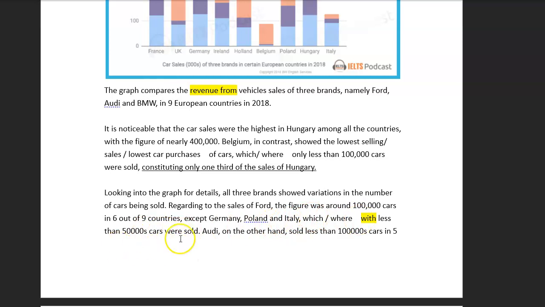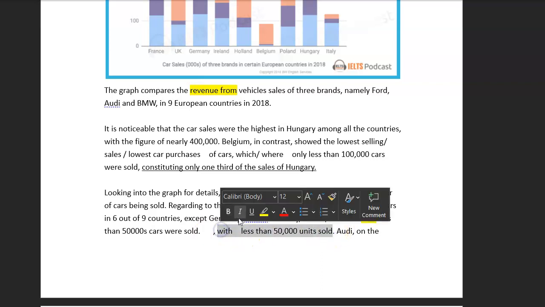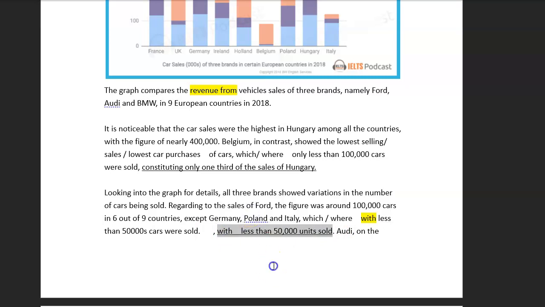or with, so the alternative, if you want to use with, you just go straight. So after Italy, with less than 50 units, which is also quite a nice way of doing it. So I'd use both those structures, because here you've got where, and then you could use the with here.